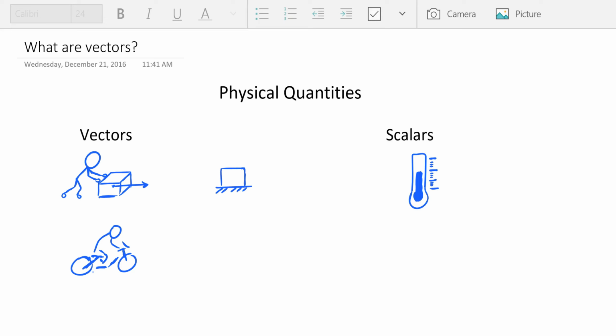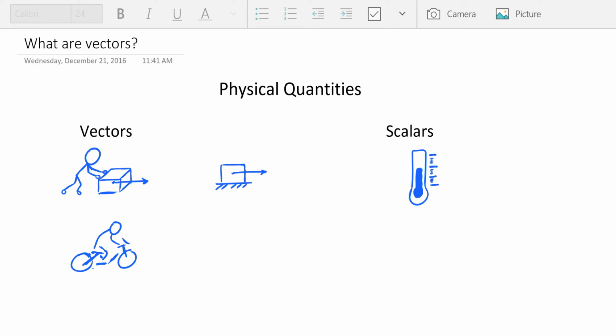So you may have used the following approach to visualize vectors in physics. For example, to describe a force applied on an object, you would draw an arrow with an initial point and a terminal point. The direction of the arrowhead will describe the direction of the force, and the length of the arrow describes the magnitude of the force.